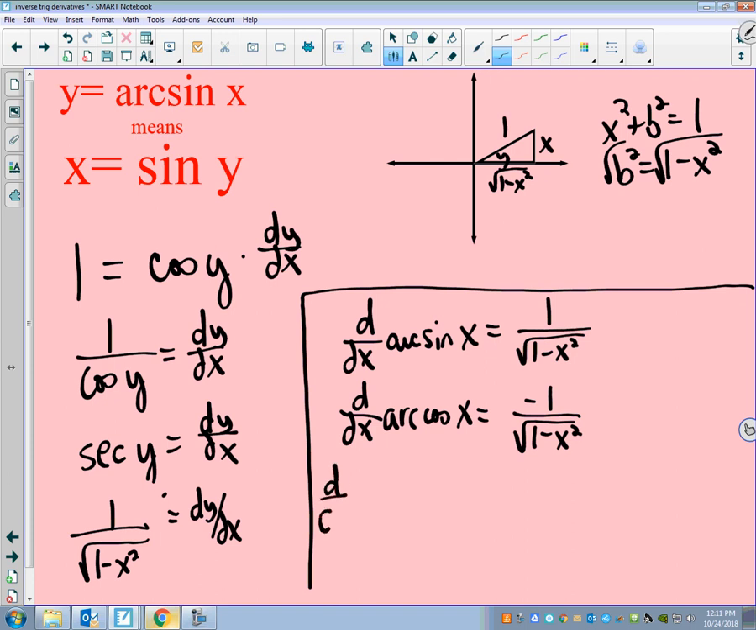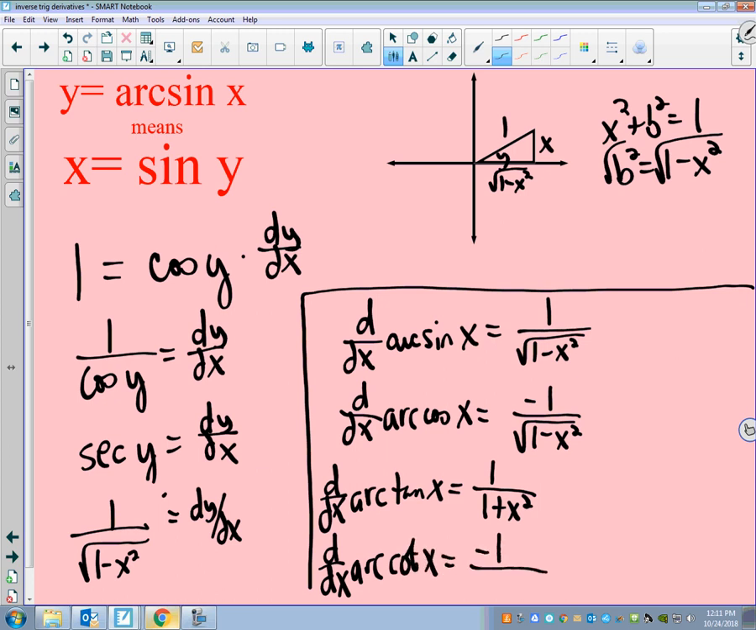The derivative of arctangent, which was on that circuit, is 1 over 1 plus x squared, no square root. And the derivative of arc cotangent is just the negative: negative 1 over 1 plus x squared. So see how they kind of go together? Now this is where it gets crazy.